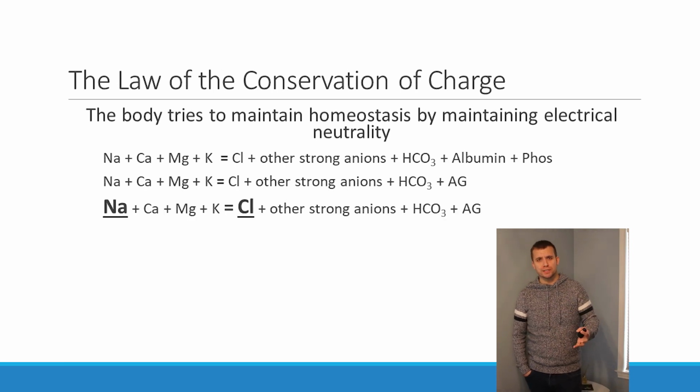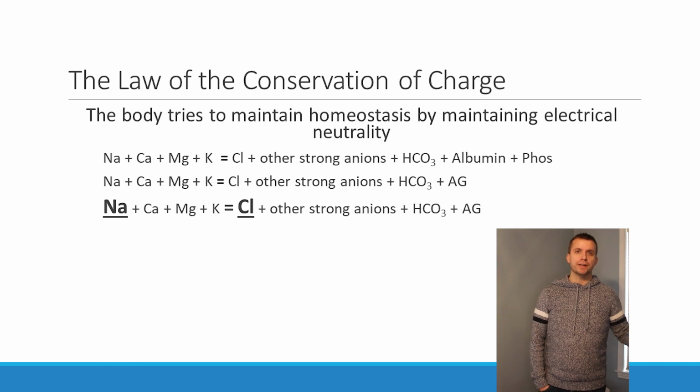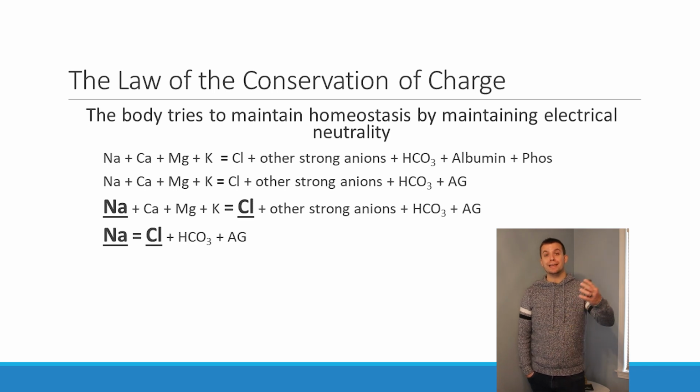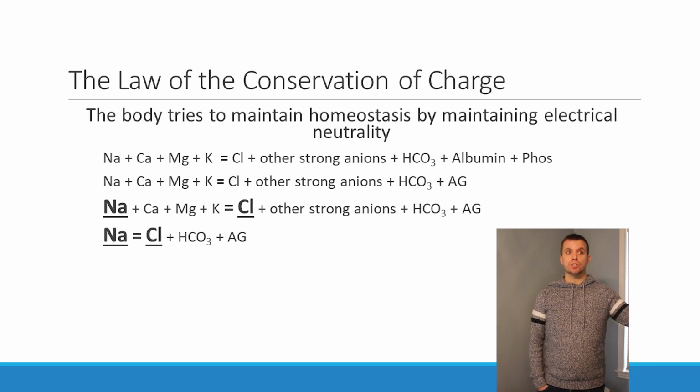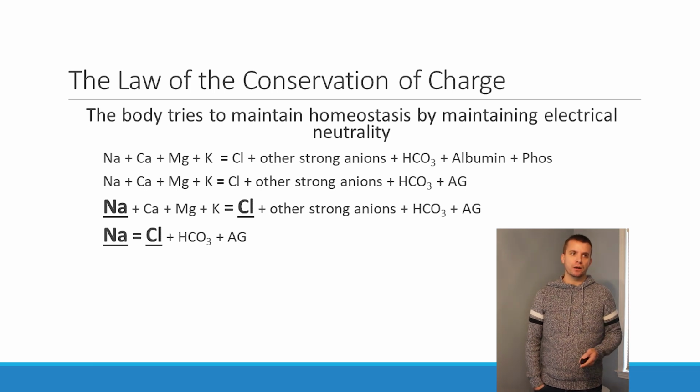We further looked at, and multiple studies have said, you can just use your most predominant cation and your most predominant anion, which are going to be sodium and chloride, and you're going to end up with the anion gap equation, which is sodium equals chloride plus bicarb plus anion gap. So if you want to calculate an anion gap, it would just be sodium minus chloride plus bicarb.